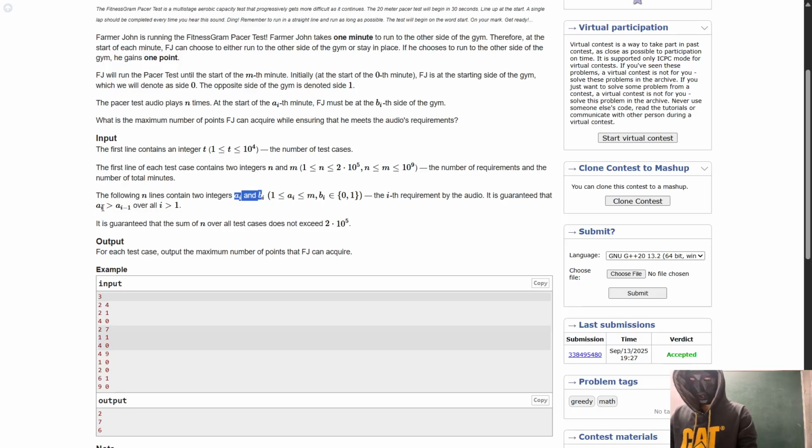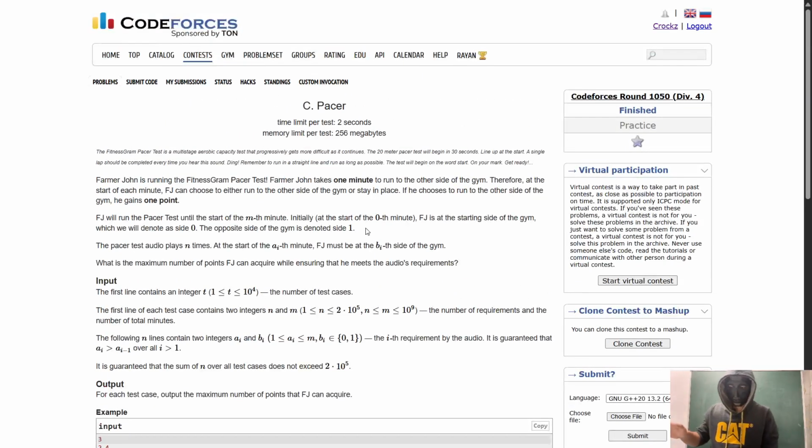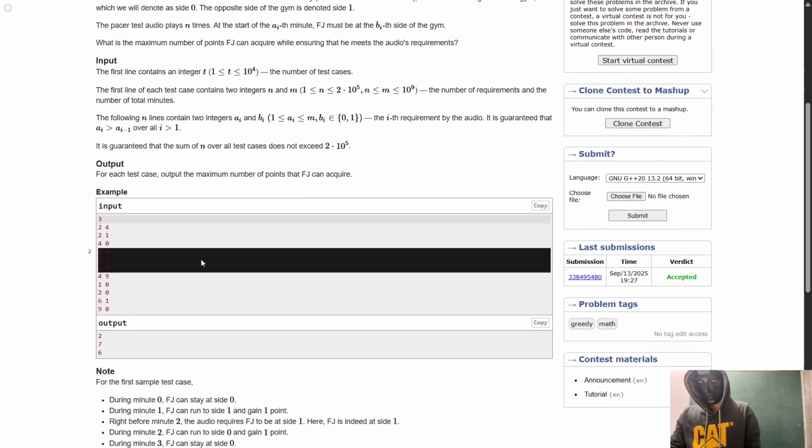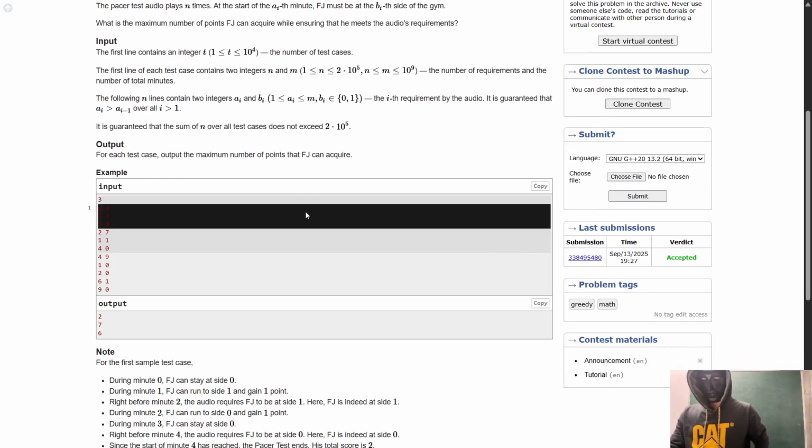It is guaranteed that ai is greater than ai minus 1. ai is the time at which the sound will be played, and time always goes forward, so ai will be greater than ai minus 1. It is also guaranteed that the sum of n over all test cases does not exceed 2 times 10 to the power 5. Don't worry if you do not understand the entire question, I'll explain it in simple terms. For every test case, we have to print the maximum number of points that Farmer John can acquire.